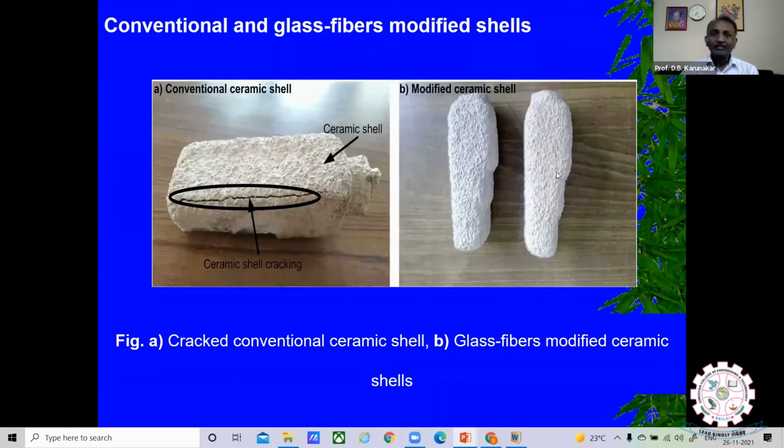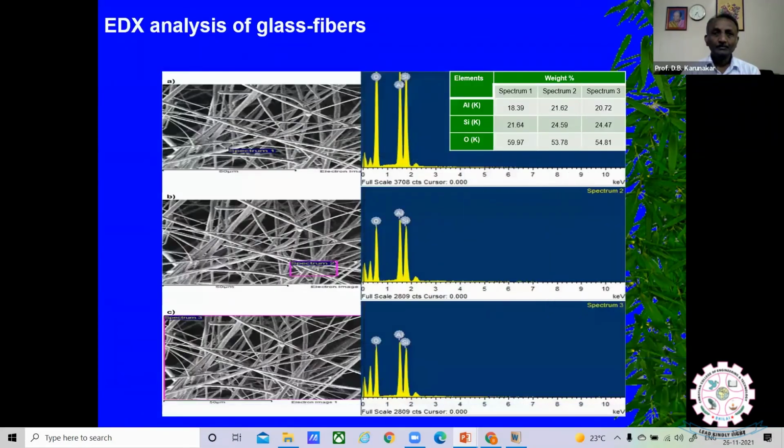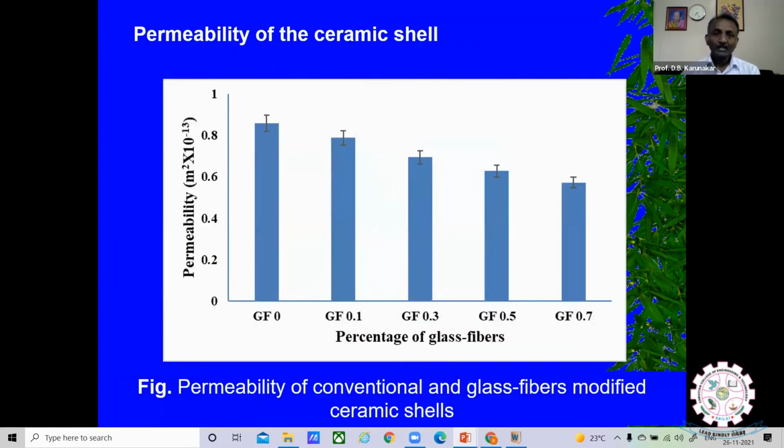But we have made a modified ceramic shell in which glass fibers were mixed. No crack, you see. So these are the shells made up of ceramic slurry with the glass fibers. Now, these are the FESEM images of the glass fibers. Yes, they look like this. This is the EDX analysis. Now you see the result.